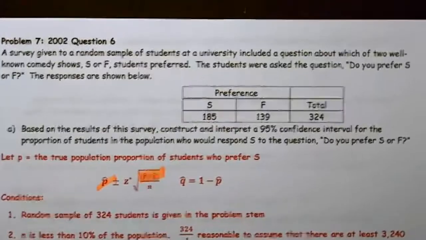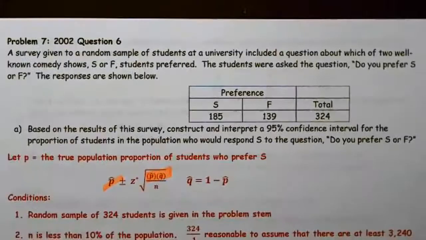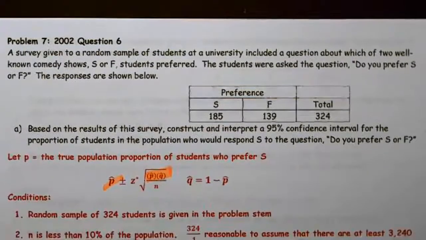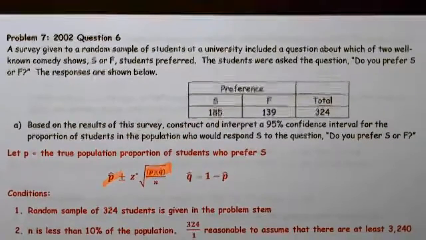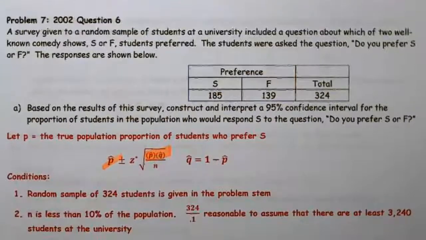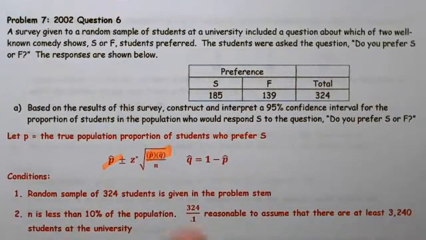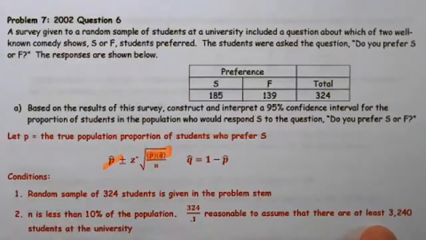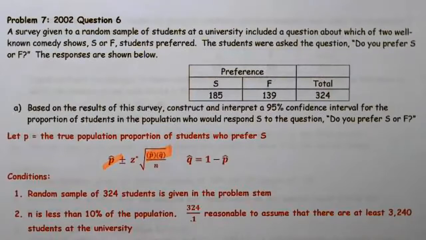Condition: a random sample of 324 students is given in the problem. We need to make sure our sample is not too big, so that we maintain independence. So N is less than 10% of the population, so 324 divided by 0.1, or 324 times 10, doesn't matter. It's reasonable to assume that there are at least 3,240 students at the university.